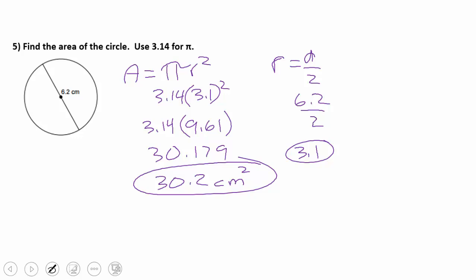Not a whole lot to it. Pretty straightforward. Recognizing whether they give you the radius or the diameter, and then knowing that the formula for the area is pi r squared.